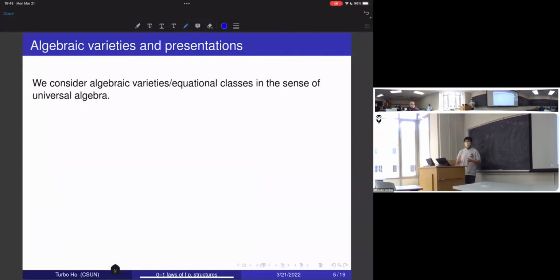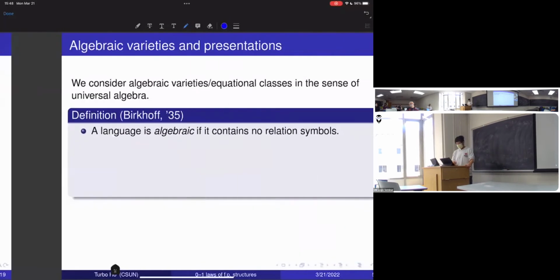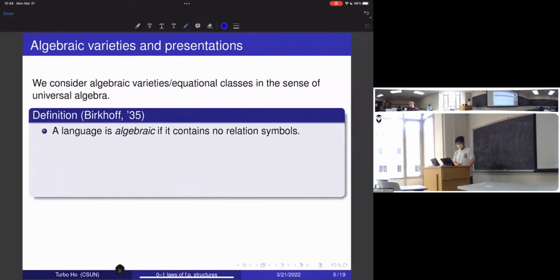So first we need to have a class, and the class we're going to be looking at are called algebraic varieties or equational classes. They are the same thing, proven by Birkhoff. We are going to call them algebraic varieties, but we're actually going to take the definition for equational classes because that's what's more convenient for us. And here we go. So here's the definition.